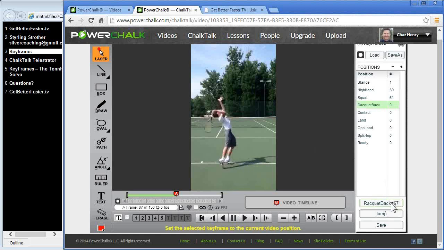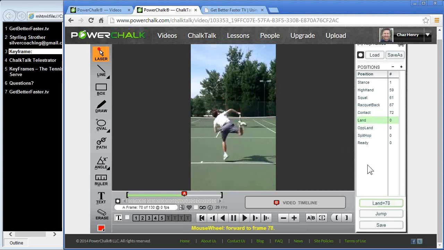Yeah, because the next move he makes is upward. So it's the lowest point of the racket, right? And of course you can make judgments on that, but that's where it is. So it's the backmost and downmost, if you will. Right. Where the tip of the racket is down and then it goes up into contact. So contact would be there. 72. All right, so contact, easiest one for me to find.